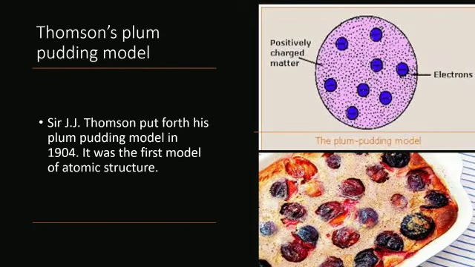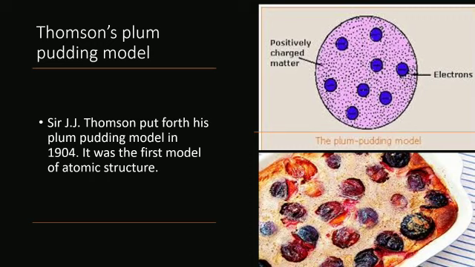Thomson's plum pudding model. Sir Joseph John Thomson was a British physicist and Nobel laureate in physics. He made the groundbreaking discovery of the electron. He demonstrated experimentally that the negatively charged particles present inside an atom have a mass 1800 times less than a hydrogen atom. Later, these particles came to be known as electrons.